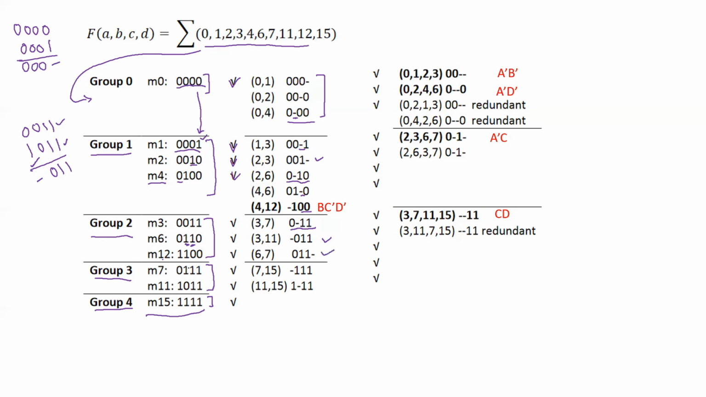Now coming to 6 and 11, yeah, more than one bit change is there. 0, 1, 1, 0 and 1, 0, 1, 1. So here this bit is different. This bit is different. And this bit is different. So when you are having more than one bit different, you are not going to write it. You are going to group them only when there is only one bit change. Now coming towards 7 and 15, yeah, only one bit change is there. You have written it like this. Then 11 and 15, only one bit change is there. You will be writing like this.